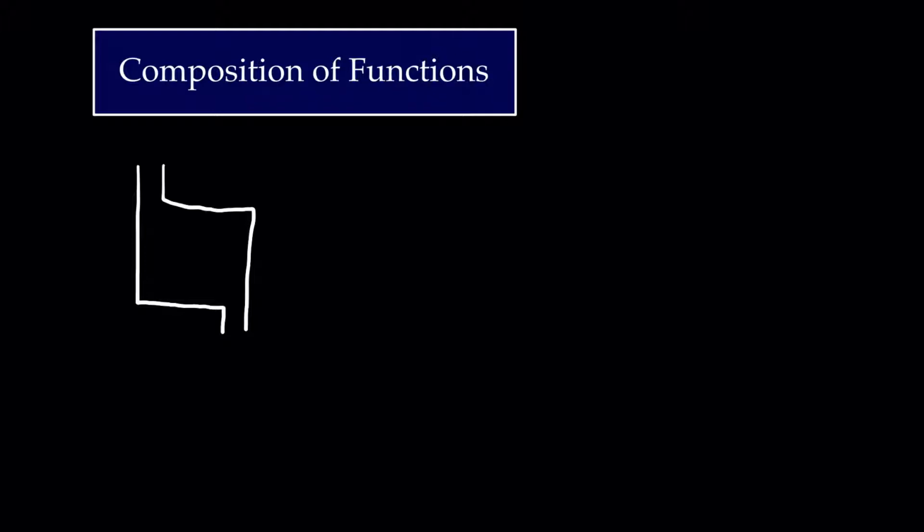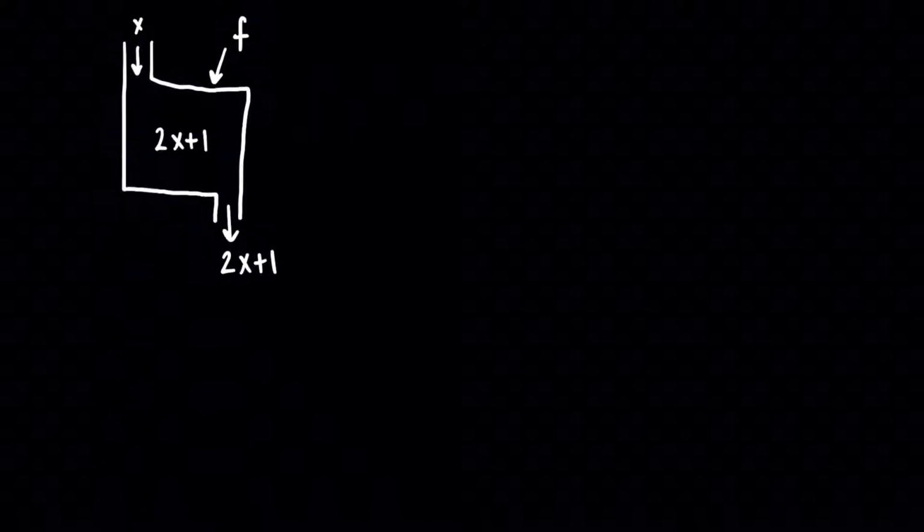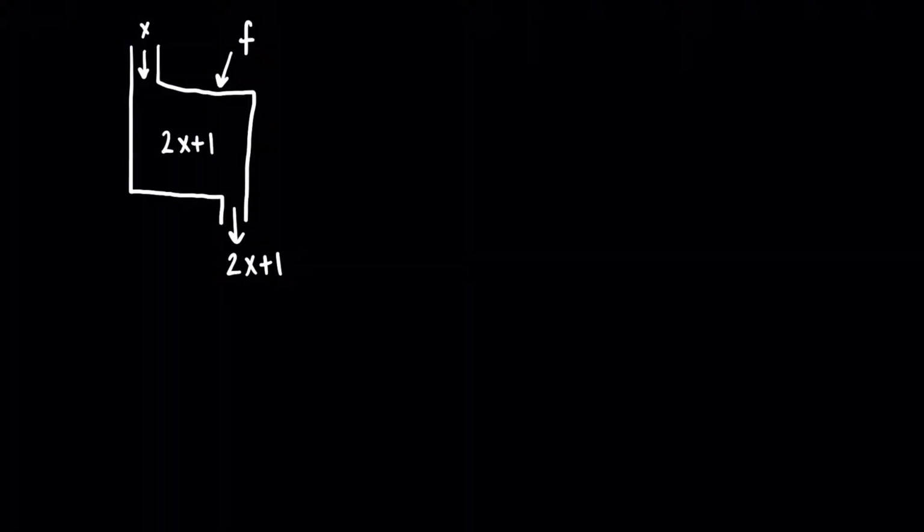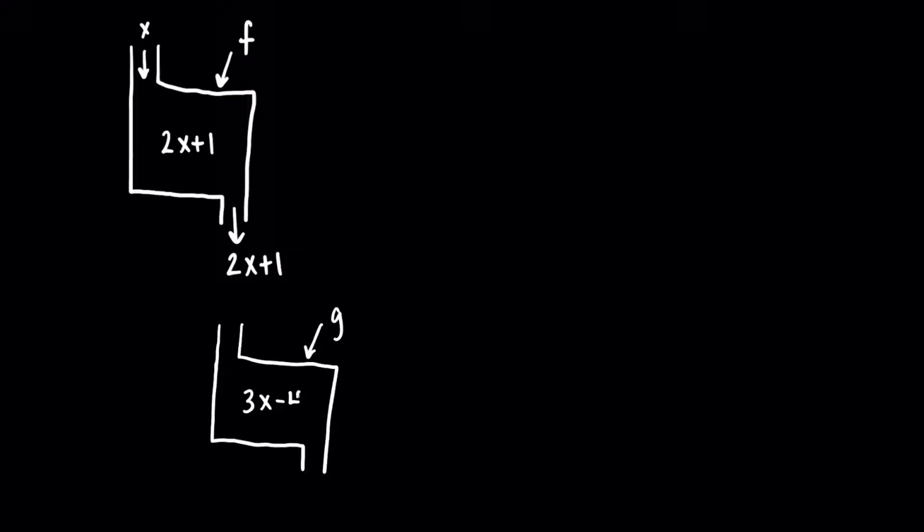and we'll call this machine f right here. This is our f function, and it doubles something and then adds 1 to it. So if you take an x and you put it in, what you're going to get out is 2x plus 1. And I want you to imagine not only do we have a function called f, but we have another function called g. So this function right here is called g, and g triples something and then subtracts 4 from it.